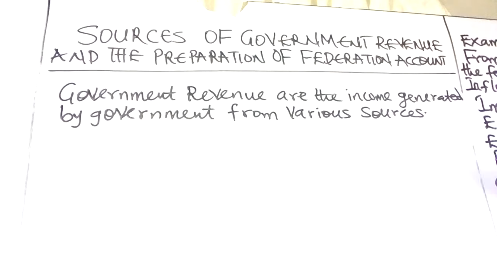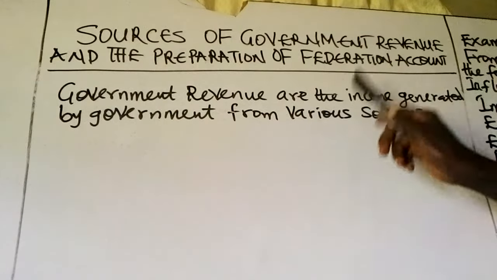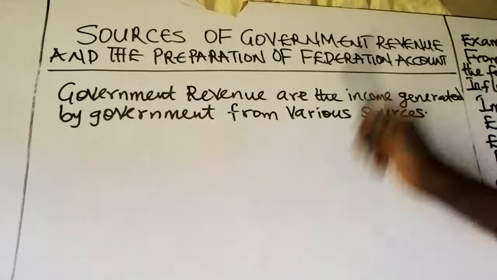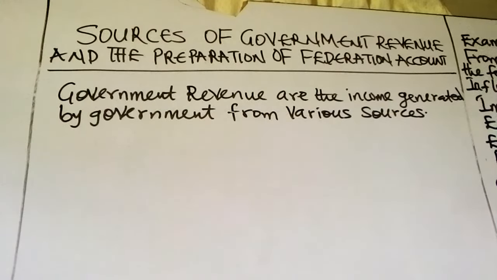What is government revenue? Government revenue is the income generated by the government from various sources. Income generated by the government from their various sources of income, that is government revenue.